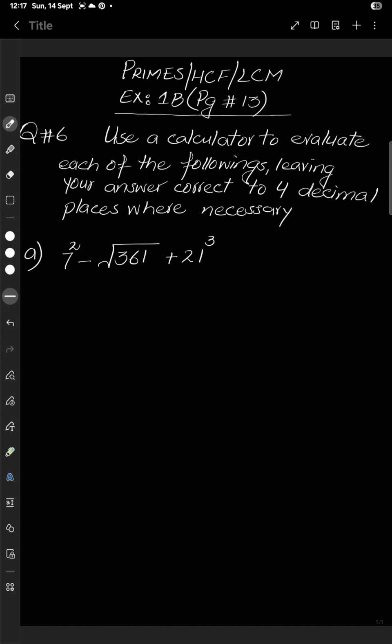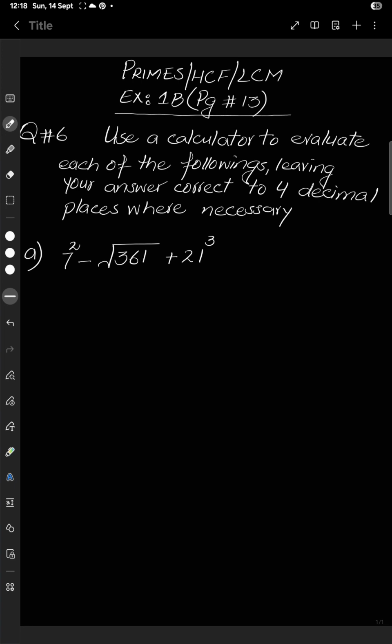We are doing Think New Syllabus Mathematics 8th edition D1 book 1. We are on exercise 1B and this is question number 6. In question number 6, they are saying use a calculator to evaluate each of the followings, leaving your answer correct to 4 decimal places where necessary.